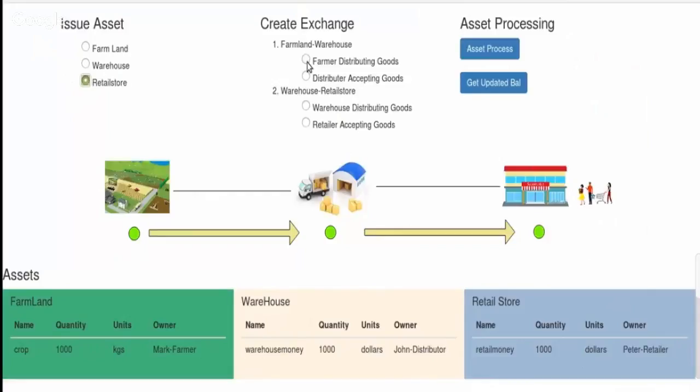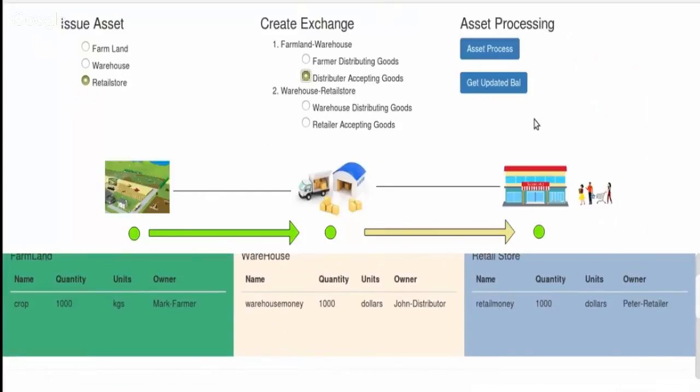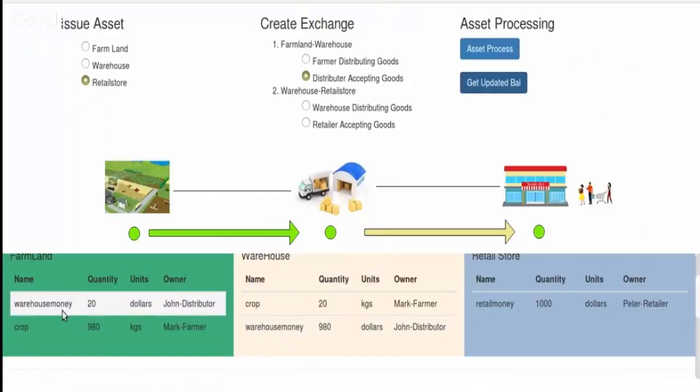The first step in this supply chain is that the farmer is selling his goods to the distributor. So he's initializing an exchange. In MultiChain parlance, we always say that we initialize an exchange and then we complete the exchange. The farmer is distributing the goods to the warehouse, and when it reaches the warehouse, the distributor accepts that. So the farmer offers 20 kgs of the crop to the warehouse, and against that he gets $20.